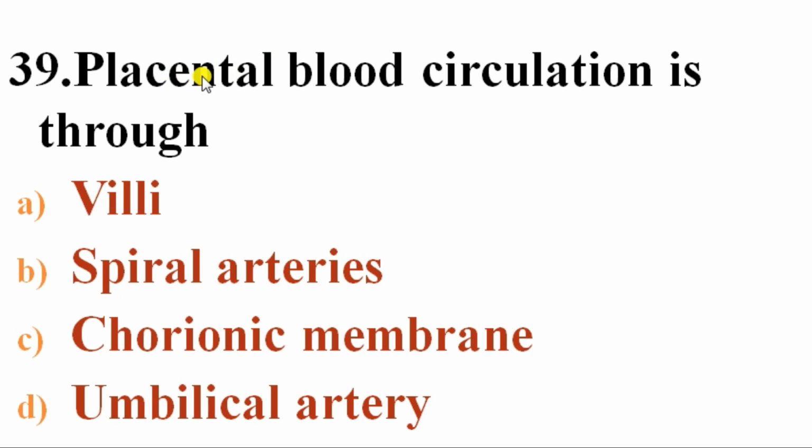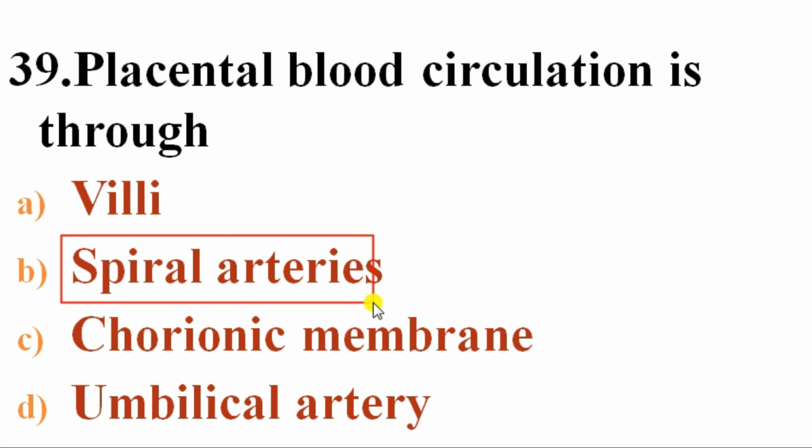Next question. Placental blood circulation is through. Options: A. Villi, B. Spiral arteries, C. Chorionic membrane, D. Umbilical artery. Answer is B, spiral arteries. That is, about 120 to 200 spiral arteries carry oxygenated blood and open into intervillous space of placenta.